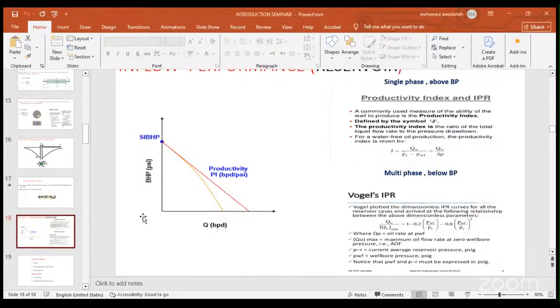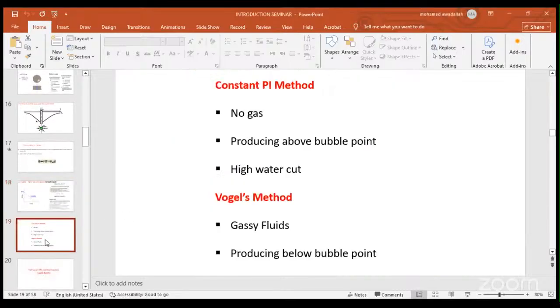Moving to the next slide, which shows the difference between the two. The constant PI method is used in a reservoir where the pressure is above the bubble point, so no gas in the system, and the production is above the bubble point. In some cases, it can be high water cut, but not in all cases. The other way, which is Vogel, is used for a gassy fluid producing below the bubble point.